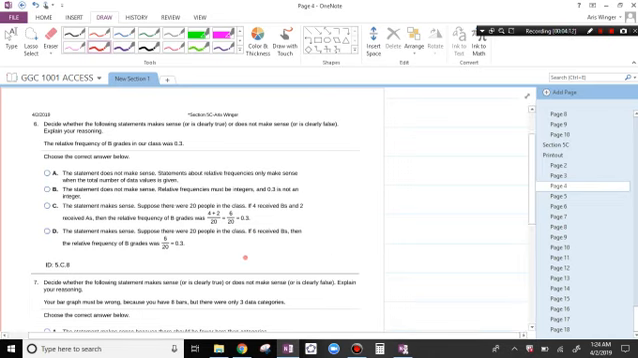Decide whether the following makes sense. The relative frequency of B grades in our class is 0.3. That makes sense. So 30% of the grades are B's. That's perfectly okay. The statement makes sense. Suppose there were 20 people in the class. If 6 received B's, then the relative frequency would be 6 out of 20, which is 0.3.